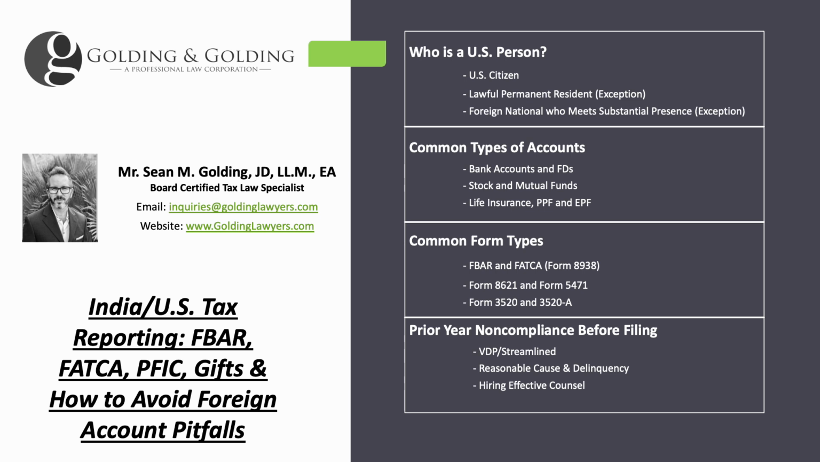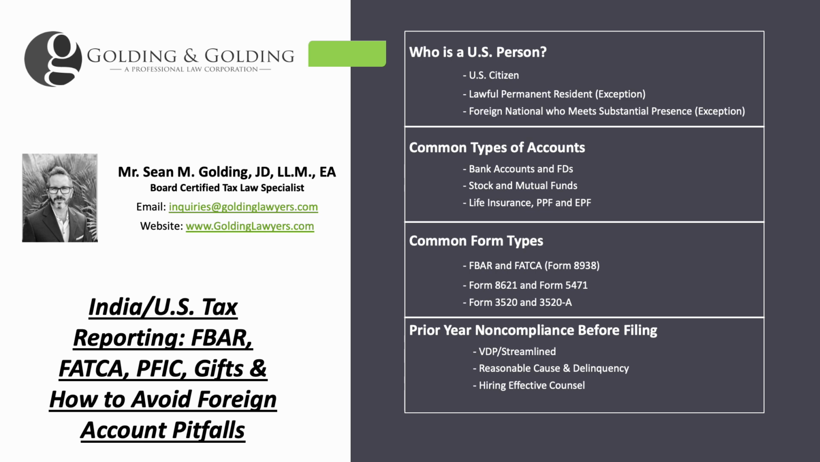So let's talk about some of the common types, right? Bank accounts and FDs, whether it's a savings account, whether it's an NRO, NRE, 1 FD, 10 FDs, FDs associated with the account, FDs that are not, they're all reportable.